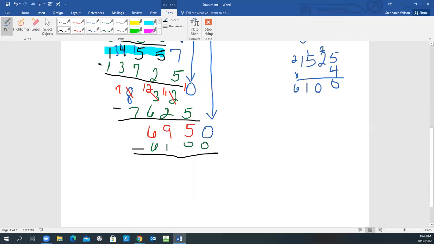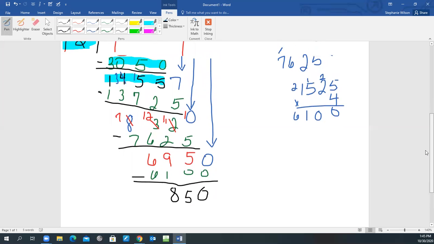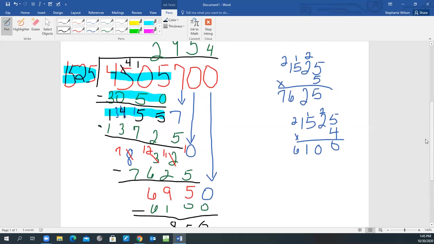All right, so 0 minus 0 is 0. 5 minus 0 is 5. 9 minus 1 is 8. And 6 minus 6 is 0. What happens is we got a remainder of 850. The reason why I say a remainder is because we ran out of digits right up here in the numerator.